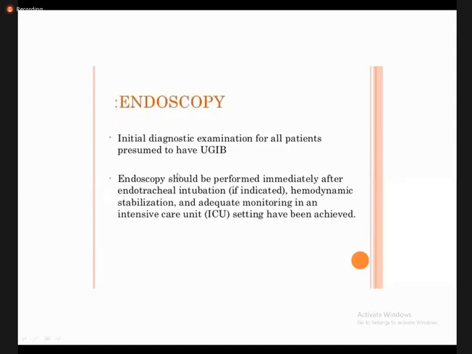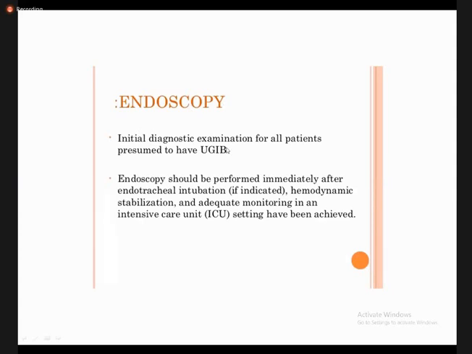Now the most important procedure in the upper GI bleed is the endoscopy. Endoscopy has two reasons to do. First is to diagnose what is the cause of the GI bleed, and second is therapeutic. Therapy means to treat the GI bleed. We have to treat with different methods depending on the source, the cause and the site of the GI bleed. We will discuss shortly all these things.